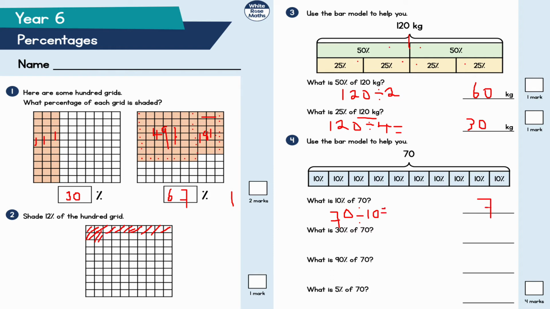I'm now going to work out what 30% of 70 is. Well, 10% is equal to 7. 30% is 3 lots of 10%. So it's going to be 3 lots of 7, which is 21.